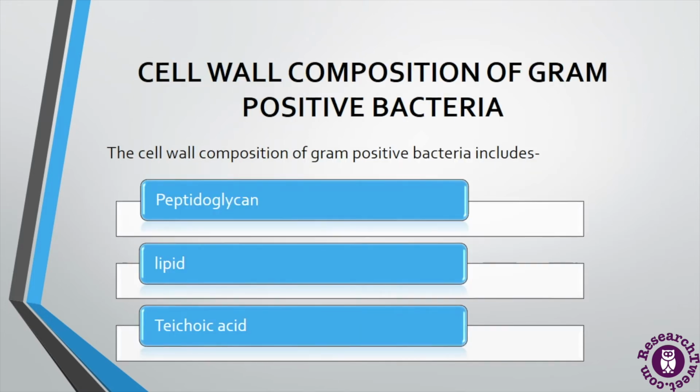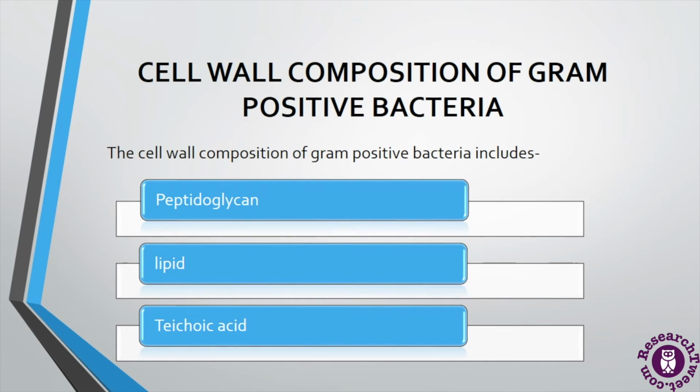So now let's understand about the cell wall composition of gram-positive bacteria. The cell wall of the gram-positive bacteria includes three main components. The first one is peptidoglycan, which makes the peptidoglycan layer, the second component is lipid, and the third one is teichoic acid. The peptidoglycan is also called murein, and that's why gram-positive bacteria are also considered to be made up of murein.